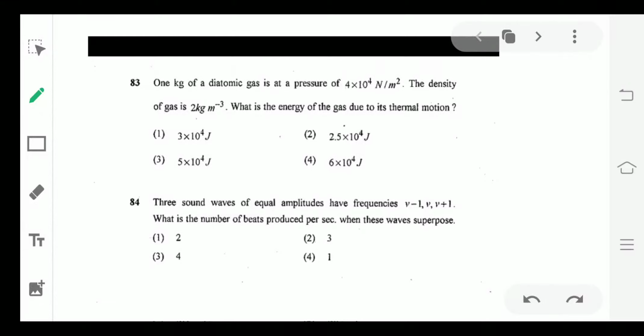Hello everyone, we are discussing the RPSC ACF exam 2011 physics paper. So let's start the first question.